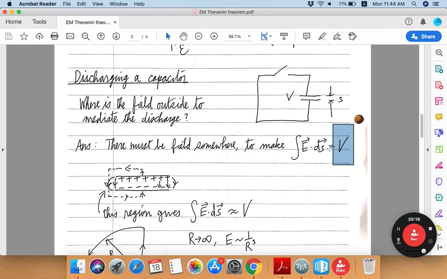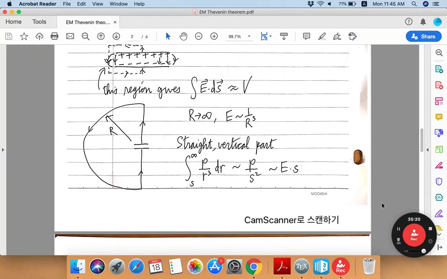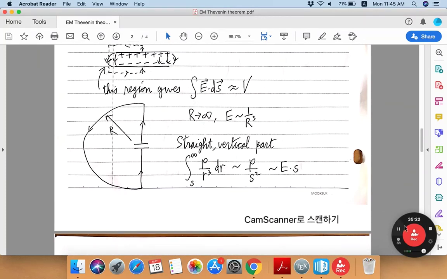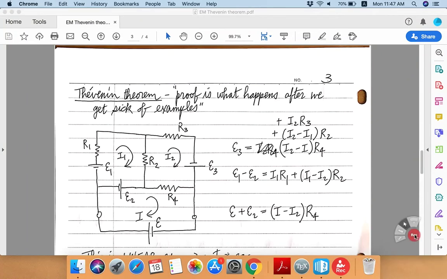Okay? So I hope that was convincing enough for you. Okay, now we come to the main event of this week's lecture, which is the proof of this thing called the Thevenin theorem.